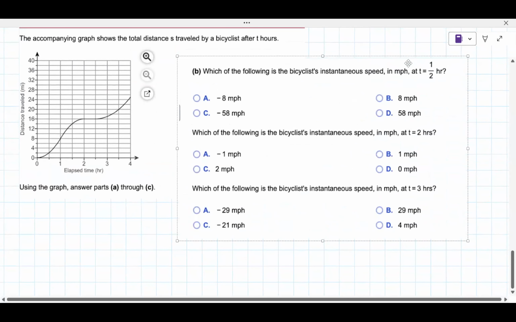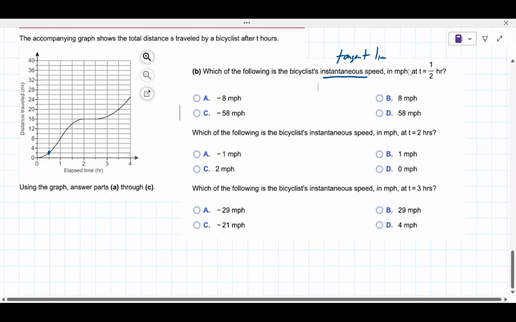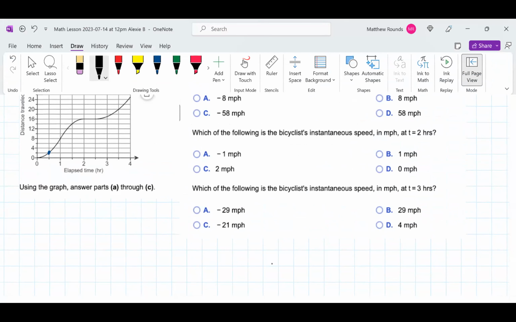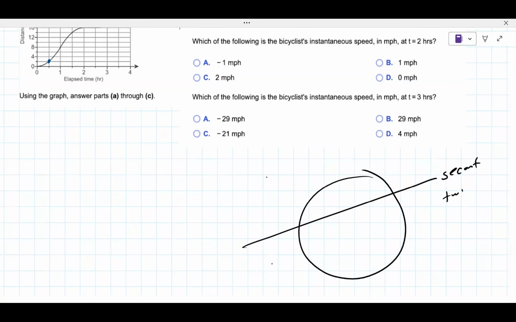Which of the following is the bicyclist's instantaneous speed at 1/2? So at 1/2, there's 1/2 right there. You're supposed to draw what's called the tangent line. Instantaneous means tangent, whereas the previous ones were actually secants. And just to be clear, if you took a course at some point in geometry or trigonometry, if you think of a circle, a secant line goes through it twice, and a tangent line hits it once.